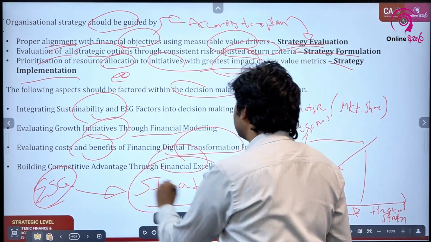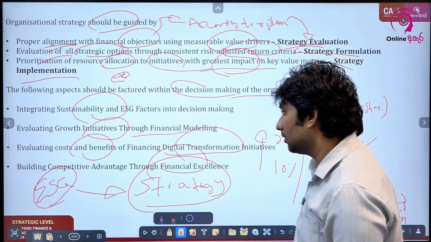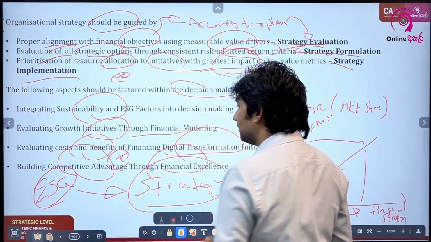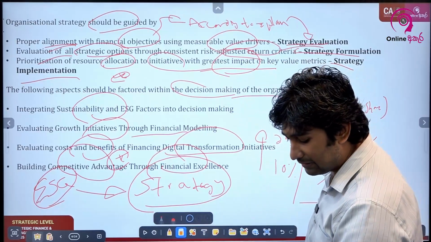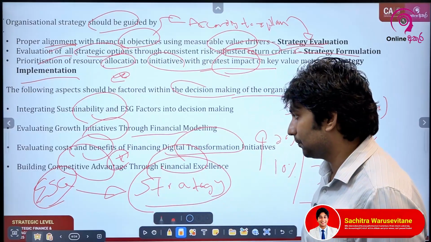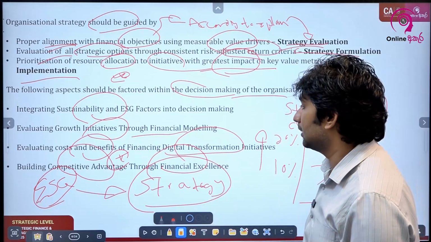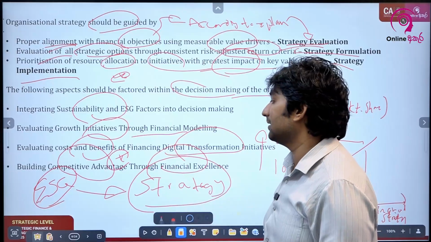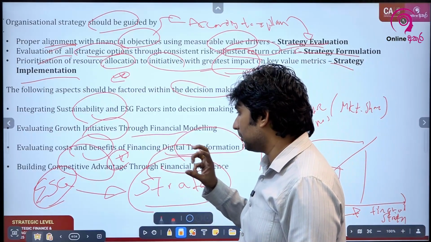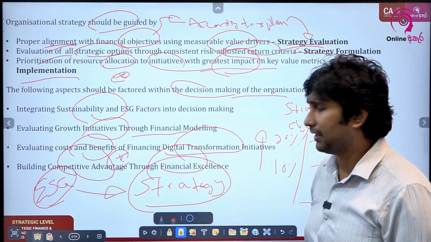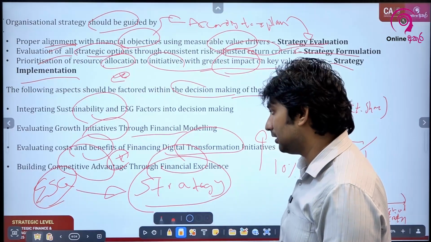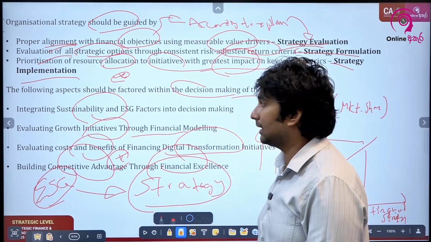Building competitive advantage through financial excellence. Whatever initiatives that you undertake, it should provide you with a competitive advantage over the competitors. So let's say you are doing 100 odd initiatives, but that doesn't give a competitive edge over the competitors, then what's the point? If you take 100 business decisions, but the market share hasn't moved the needle, then what's the point? So from a financial point of view, your financial strategy should give the organization a competitive advantage. If it doesn't, then the financial strategy does not make any business sense to the organization.